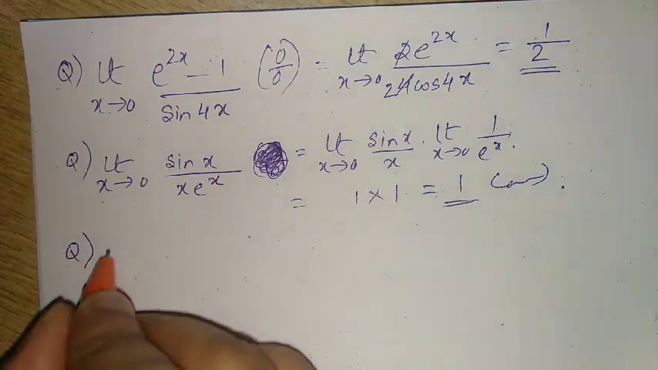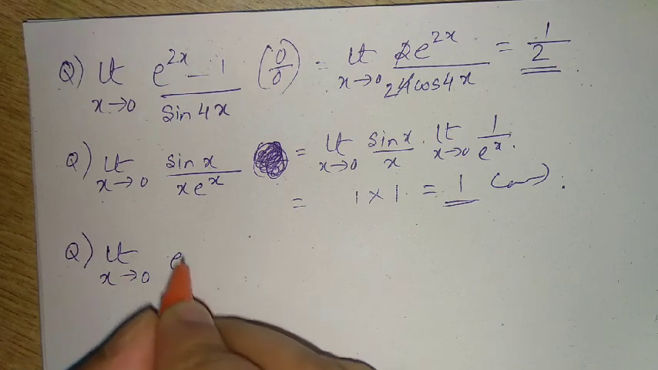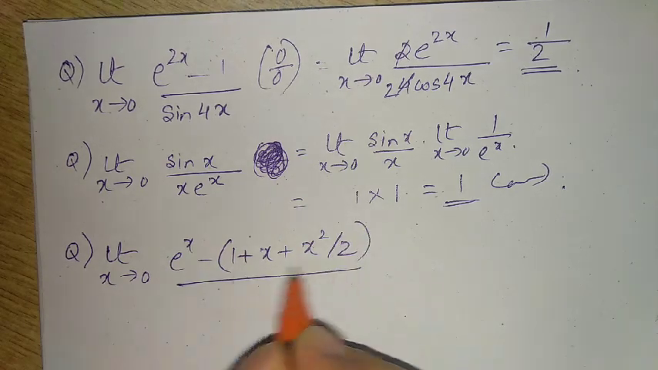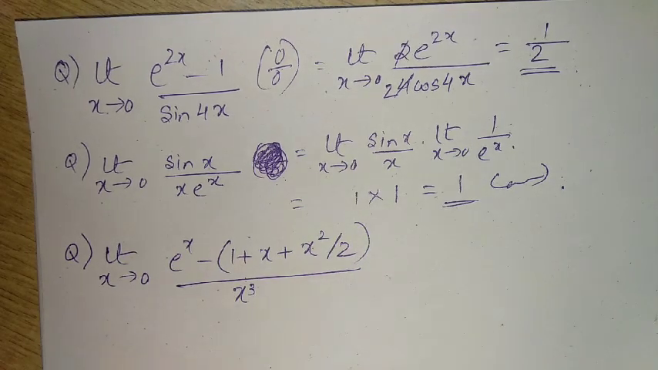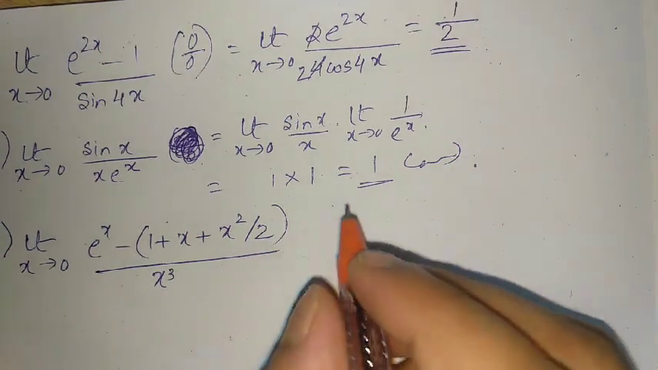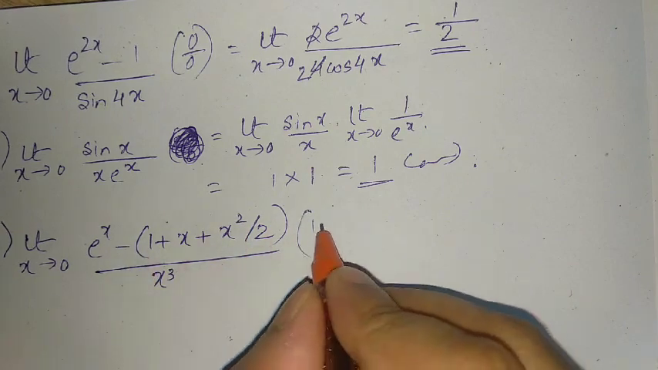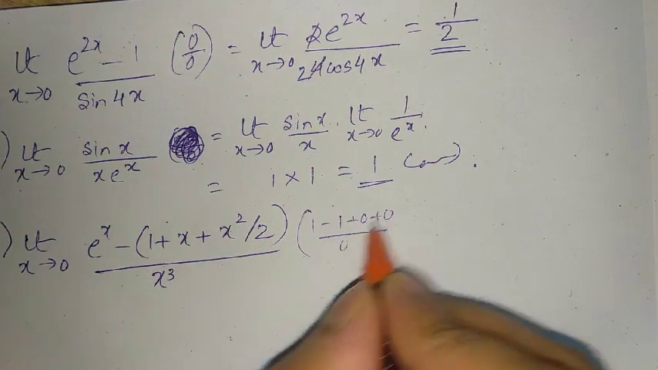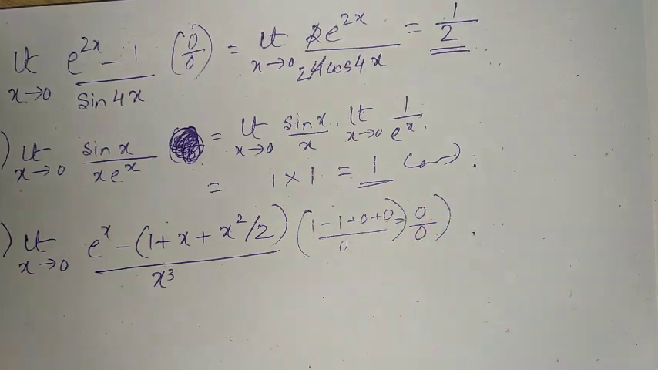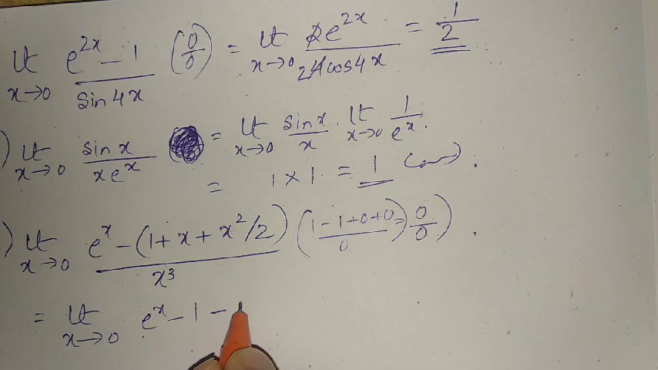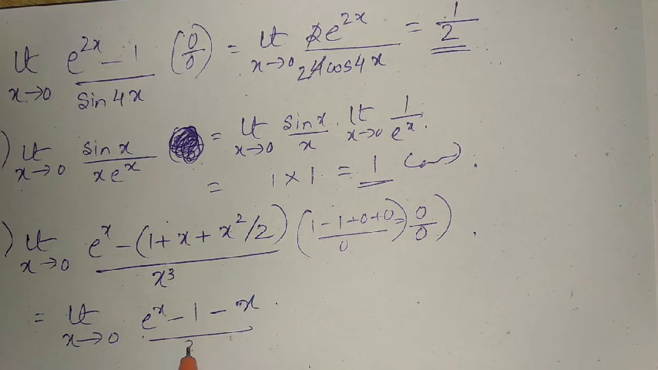Next question is limit x tends to 0 of (e to the power x minus 1 minus x minus x square by 2) divided by x cube. Here you have to see whether it is L'Hospital or not. 1 minus 1 plus 0 divided by 0 is equal to 0 by 0 form. So we have to use the L'Hospital rule, limit x tends to 0. If you differentiate e to the power x minus 1 minus x square by 2, you will get e to the power x minus 1 minus x, and if you differentiate x cube, you will get 3x square.